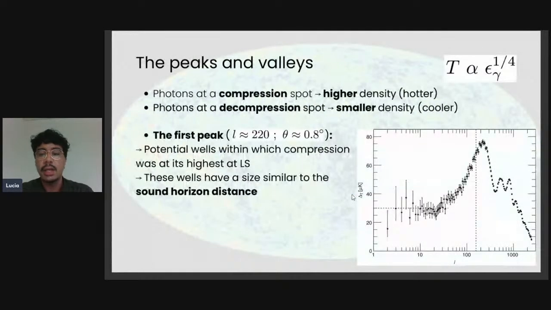And now the first peak. You have a lot of them, and each of them gives very important information about the universe, but I'll have time only to cover the first one that happens at an angular size of 0.8 degrees. And that's about the size of the potential wells themselves. And the potential wells, which caused the larger compression in the baryon photon plasma, are responsible for this highest peak in the plot. And these wells have exactly or somewhat a size equal to that of the sound horizon distance at the time of last scattering.